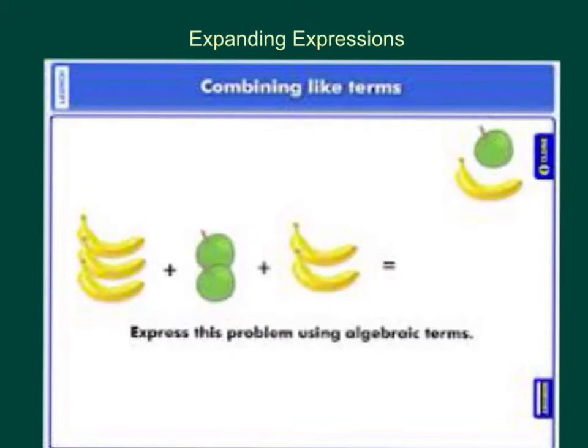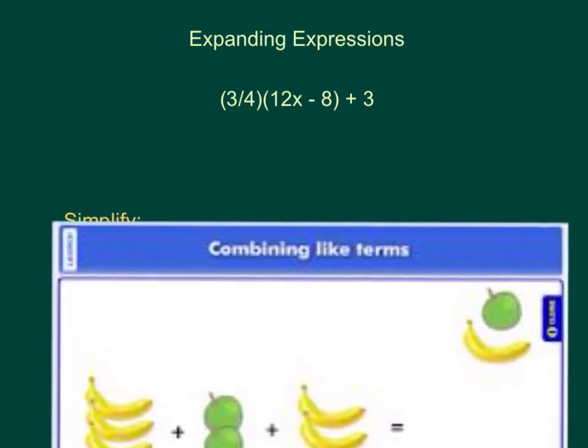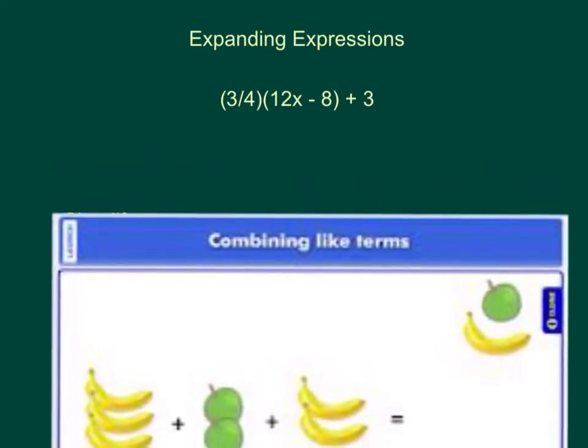Next, we're going to talk about expanding expressions. What this means is we're going to use the distributive property before we combine our like terms. In case you're unfamiliar with the distributive property, we use the distributive property when we have a number outside of a set of parentheses with an expression inside it. What we need to do is distribute the number outside the parentheses to each term inside of the parentheses.